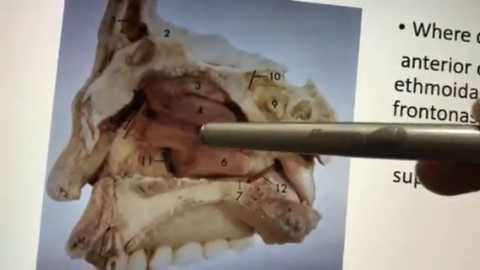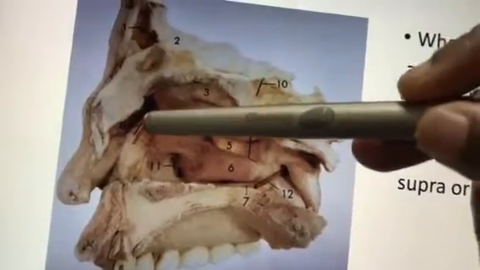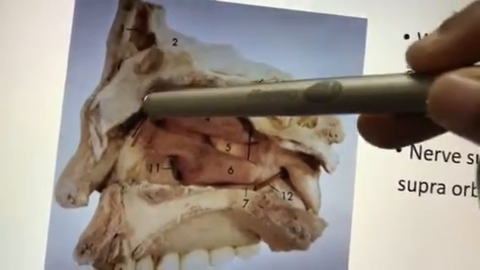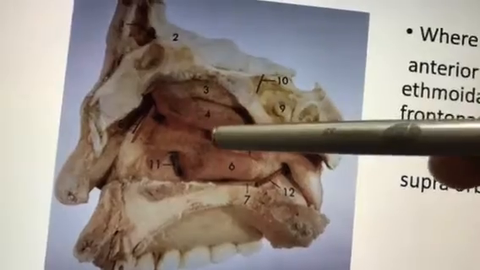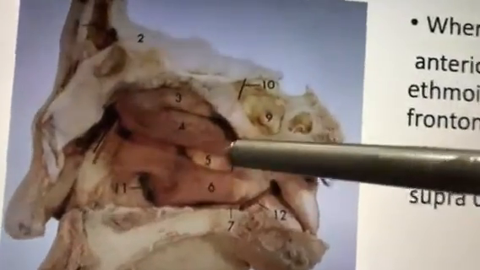So via the infundibulum it opens into the hiatus semilunaris. You have a duct in this area that is called frontonasal duct. So frontal air sinus, frontonasal duct, infundibulum, anterior part of the hiatus semilunaris. Hiatus is a groove present below the bulla ethmoidalis.